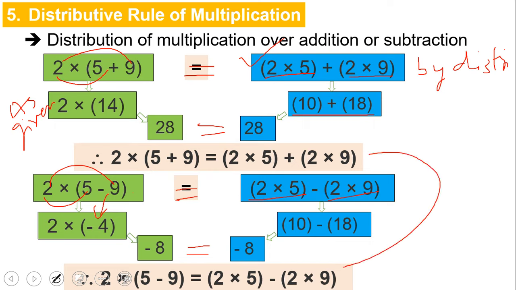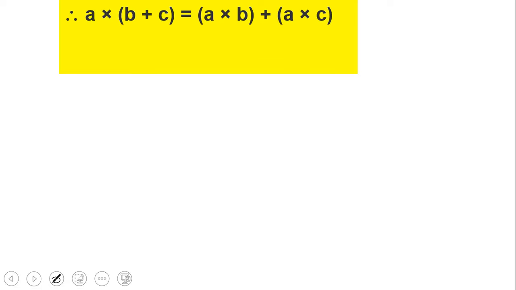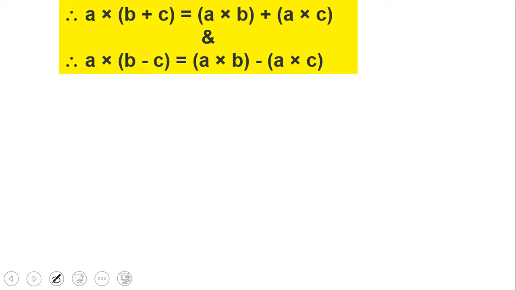So these are both results: distribution over addition, and distribution over subtraction. Is that clear? So we can put this in a formula as a into bracket b plus c is equal to a into b plus a into c. And a into bracket b minus c equals a into b minus a into c. That is the formula. Is that clear?